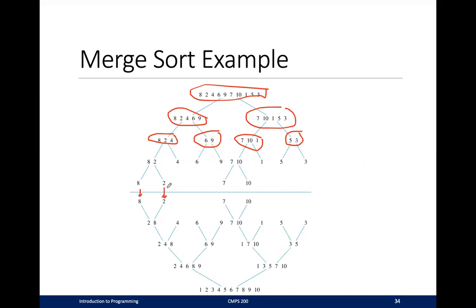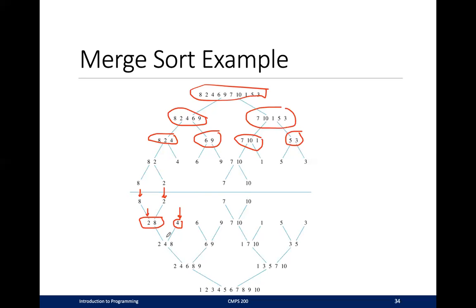So I'm going to compare 8 and 2. Sorry, 2 is smaller, so I'm going to put 2 first and then 8. And now I have this list merged and sorted, and now I need to merge it with 4. How do I do this? I compare the first element here with the first element in the second list. 2 and 4, which is smaller? It's 2, so I put it first. Then 4 and 8: 4 is smaller, so I put 4 first. And then finally, I have just 8, so I put it.